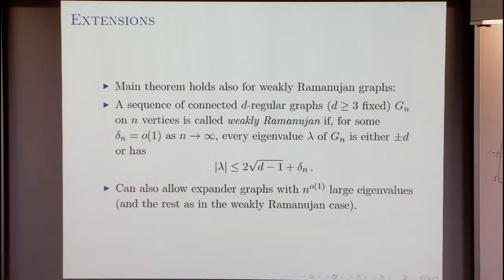And one can also allow a few exceptions. If the number of exceptions is subpolynomial, namely eigenvalues that are outside the Ramanujan interval, then it's still fine, and you get the same result.